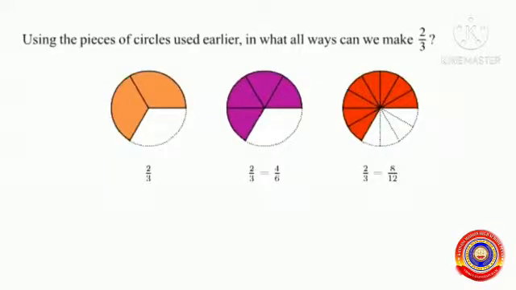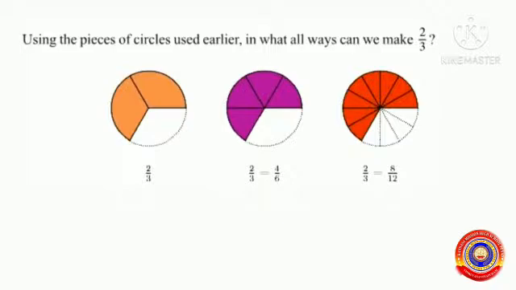Using the pieces of circle used earlier, in what all ways can we make 2 by 3? The first circle is divided into 3 equal parts and the shaded portion is equal to 2 by 3 part of the whole circle. The second circle is divided into 6 equal parts and here the shaded portion is equal to 4 by 6 part. 4 by 6 part of the second circle is equal to 2 by 3 part of the first circle. That means 2 by 3 is equal to 4 by 6.